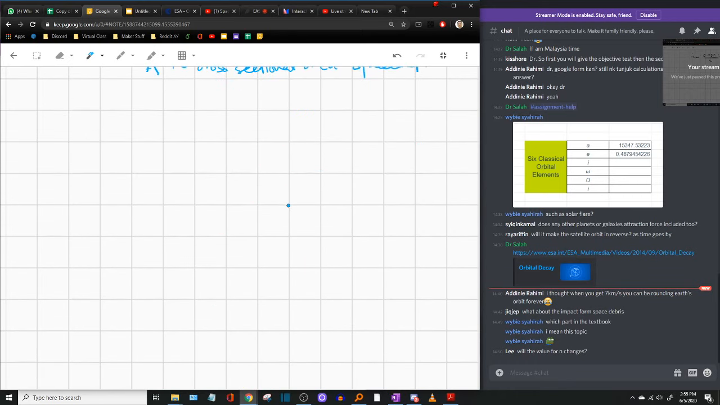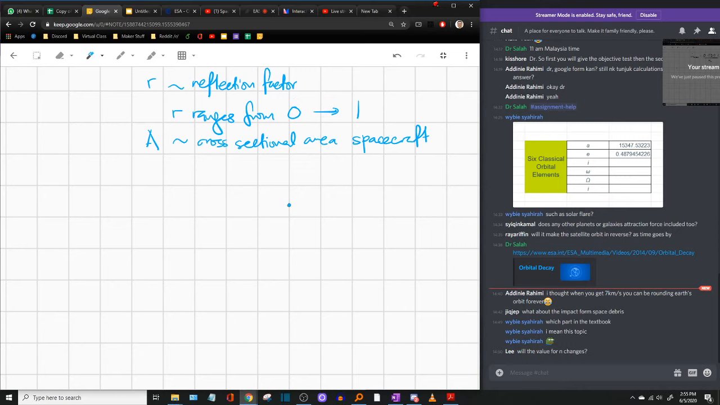Mind you, though, that the actual calculation for how much these perturbing forces are changing our orbital elements is very much complicated. What I'm teaching you here is just a quick way of quantifying these perturbing forces. So all these formulas that I've given you so far are approximations. And the third one, atmospheric drag, is also an approximation.